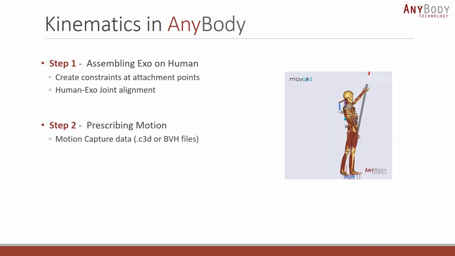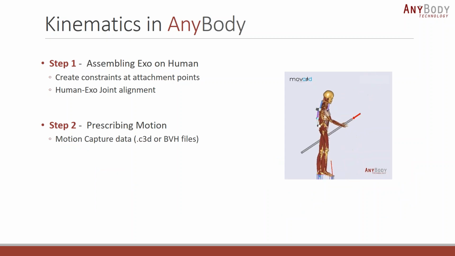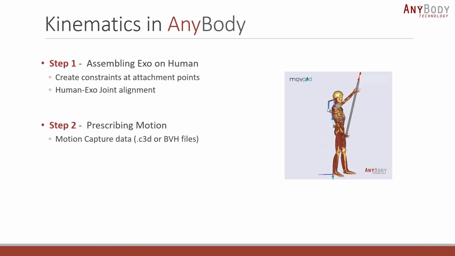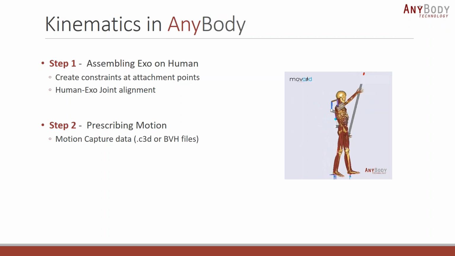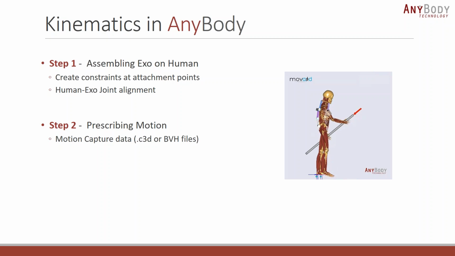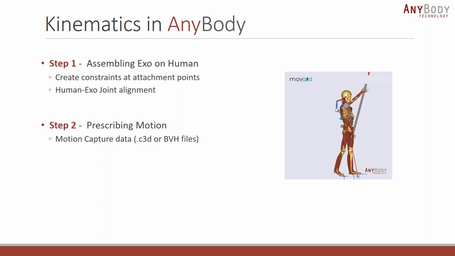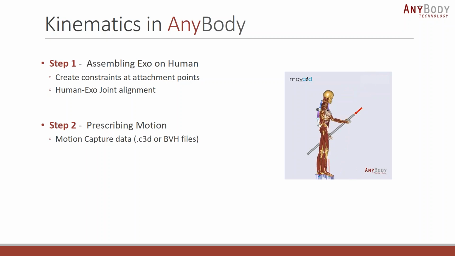So once you have the exoskeleton assembled onto the human body, the next step is to actually prescribe motion to this man-machine system. And there are two broad categories in which you can prescribe this motion to the model. The first one is by using motion capture data. Now, when you're testing an exoskeleton, you probably have motion capture data with the exoskeleton. But when you're designing an exoskeleton, you would have to start with motion capture data of the target motion that you're trying to achieve. So that's what was done in this case that you see over here.